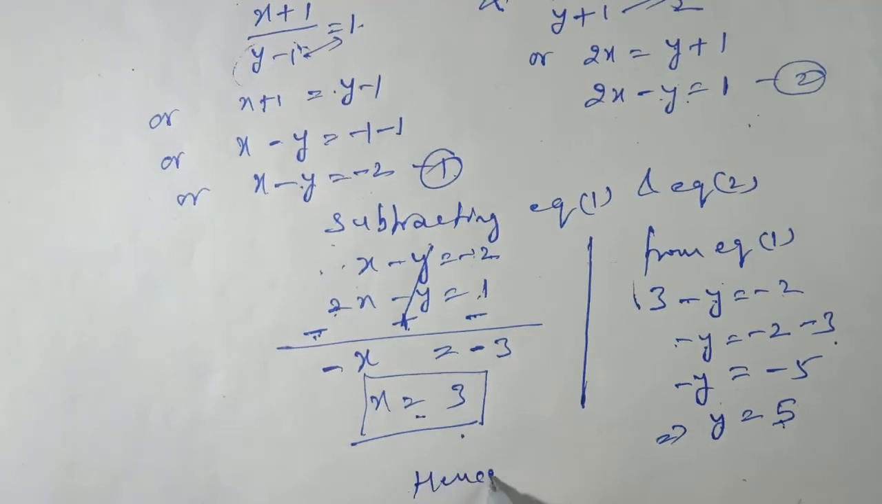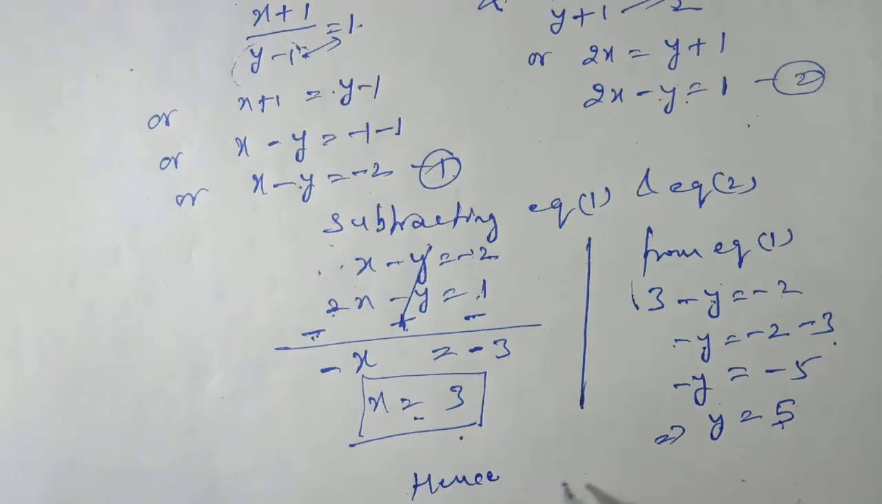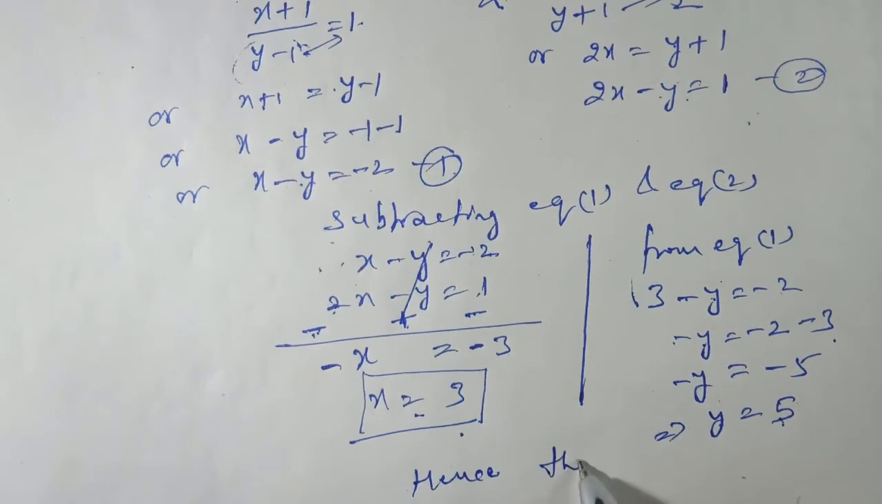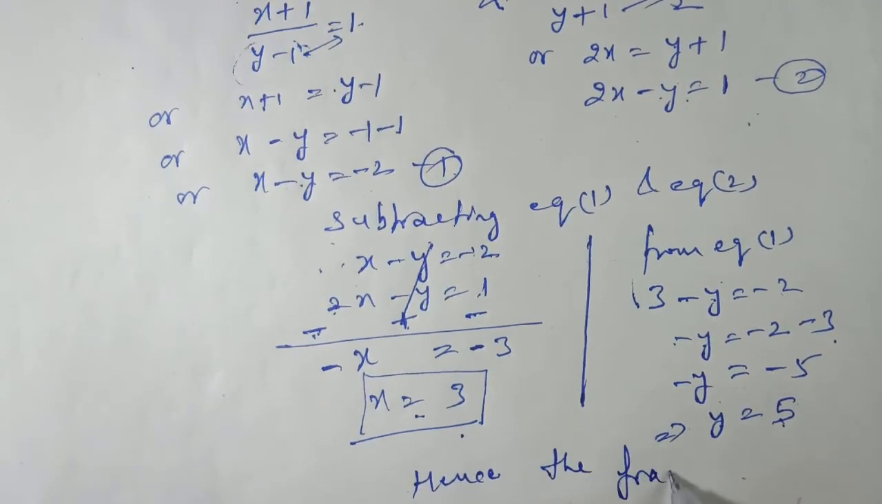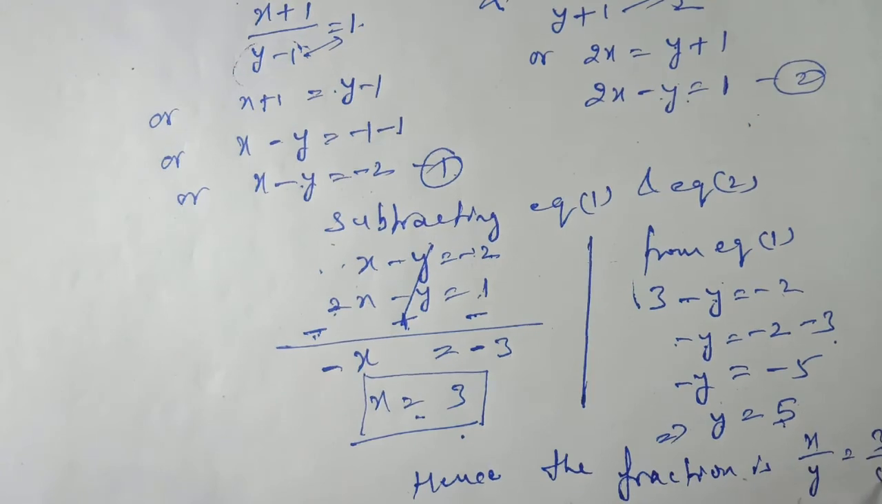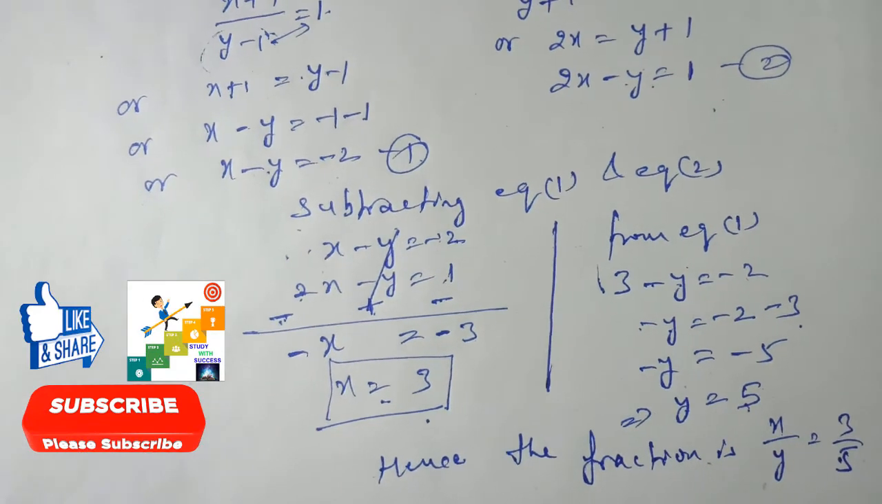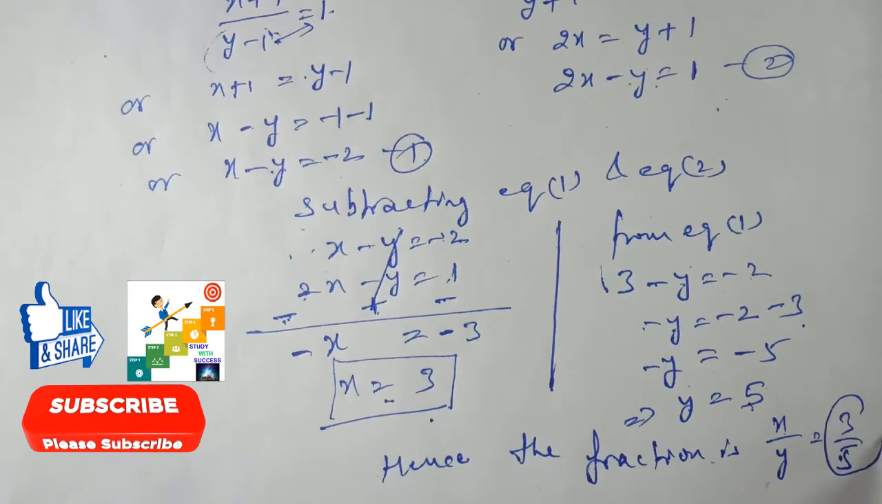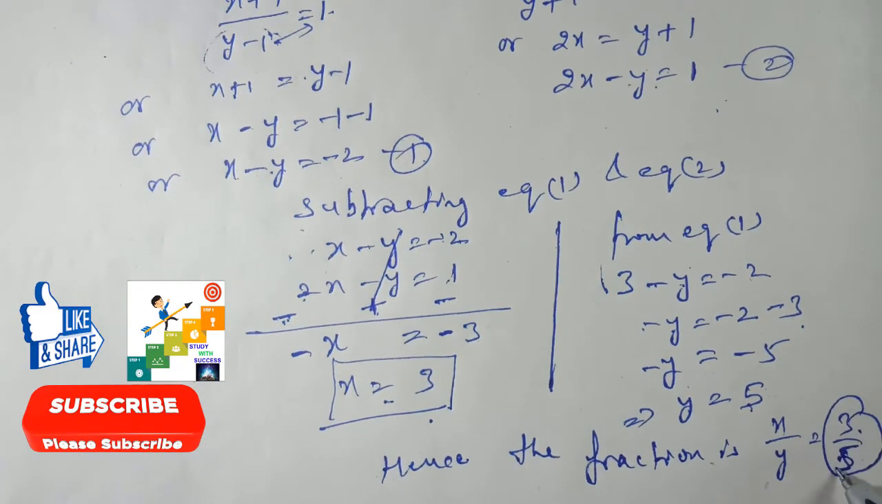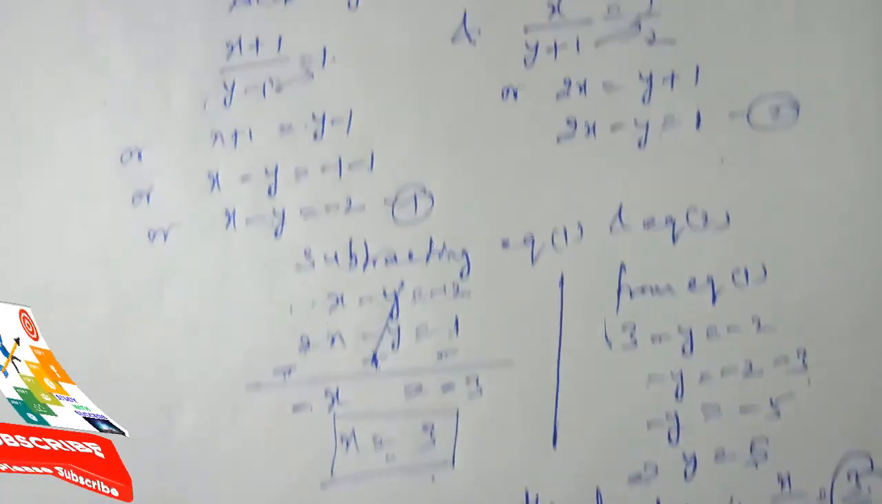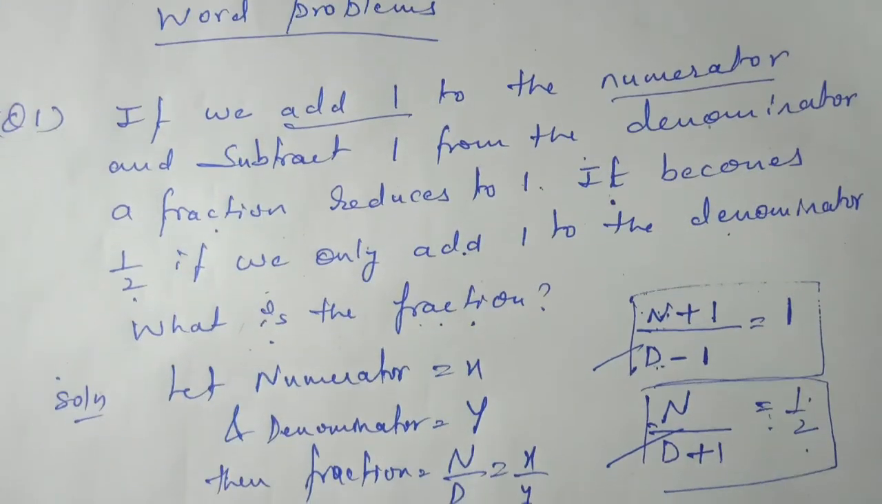Hence the fraction is x upon y, it means 3 upon 5. The value of the fraction we get is 3 upon 5. So this way we can solve the problem based on fraction. Thank you.